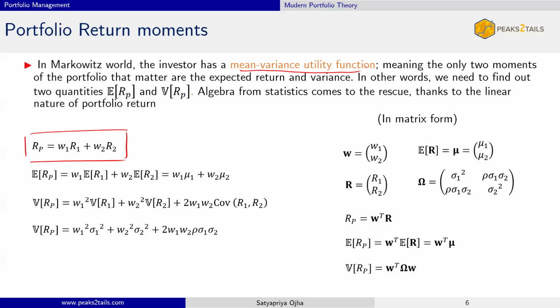There is a very nice relationship actually. Whatever we are doing in Markowitz world can be derived from taking a mean variance utility function. Okay, so we'll see that later.